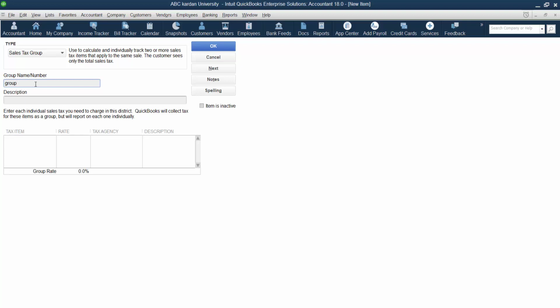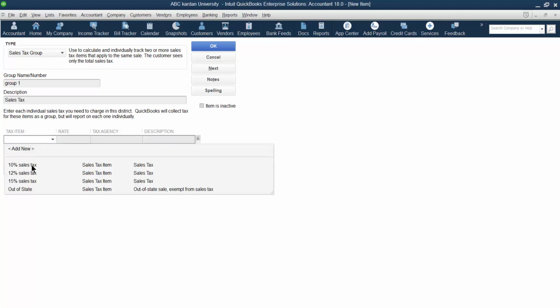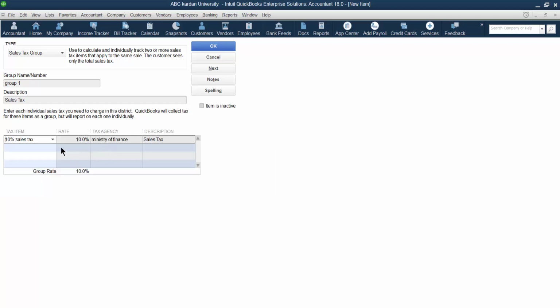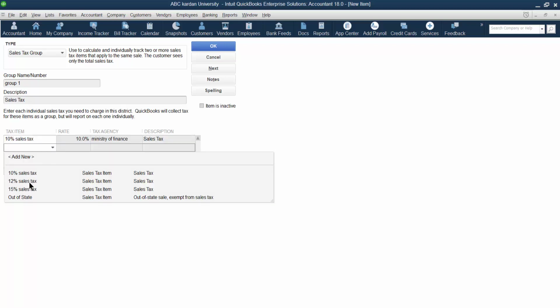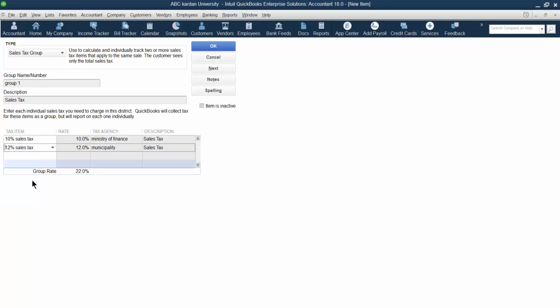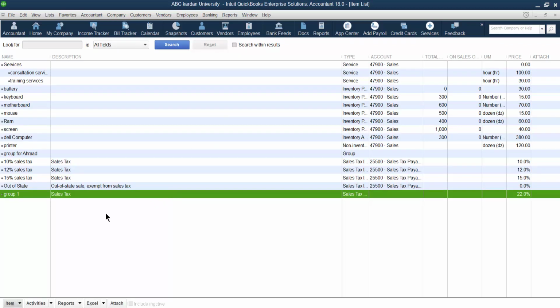For example, group one. Let us call it group one, but you have to give an exact name for this one. In group one, which type of tax do we want to charge? We want to charge 10% tax of the Ministry of Finance, as well as 12% tax of the municipality. So total tax becomes equal to 22 percentage. If later on you charge the group tax on a particular product, sales tax will be charged at 22 percentage, right? So thank you. This was information regarding tax.